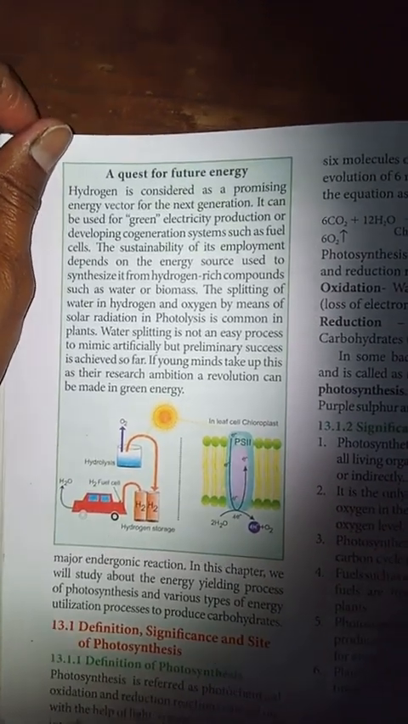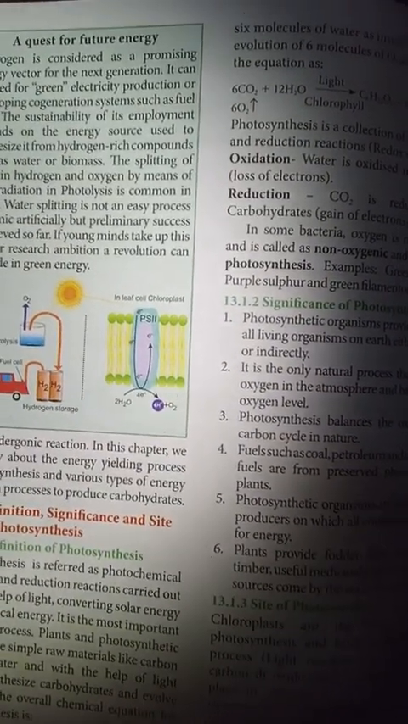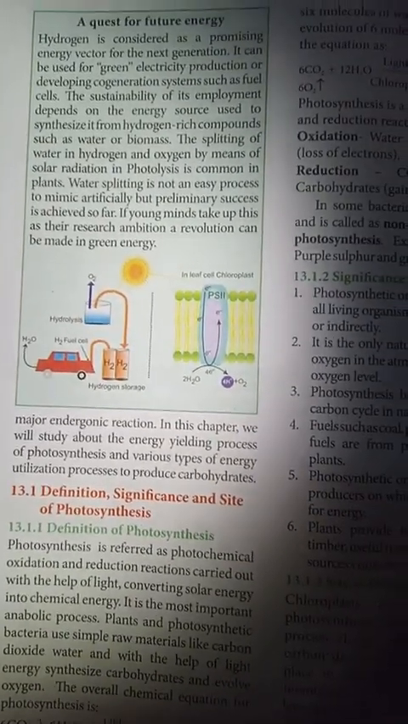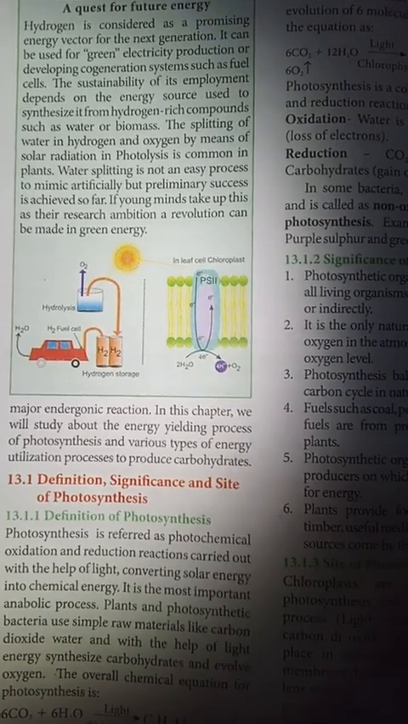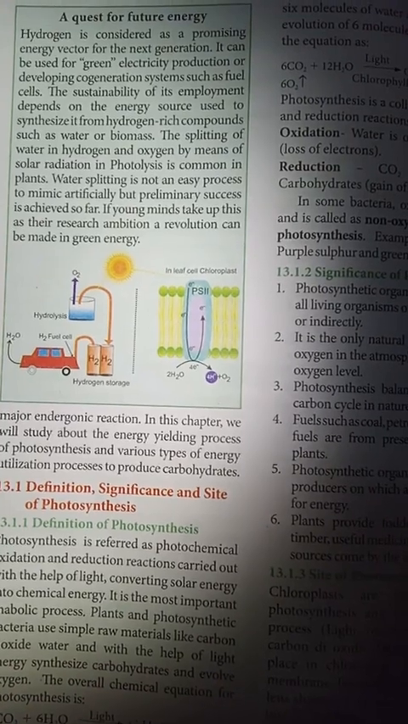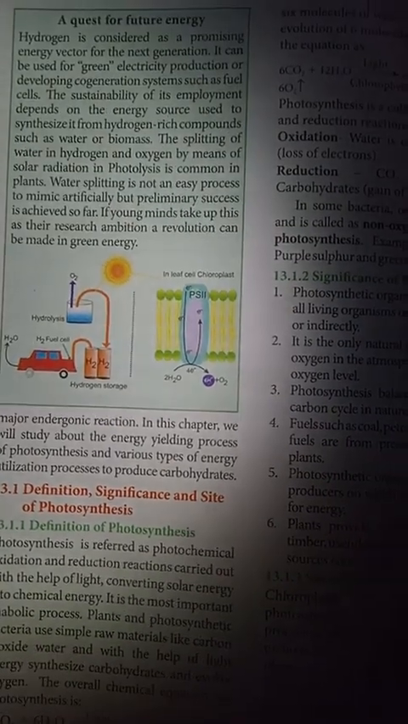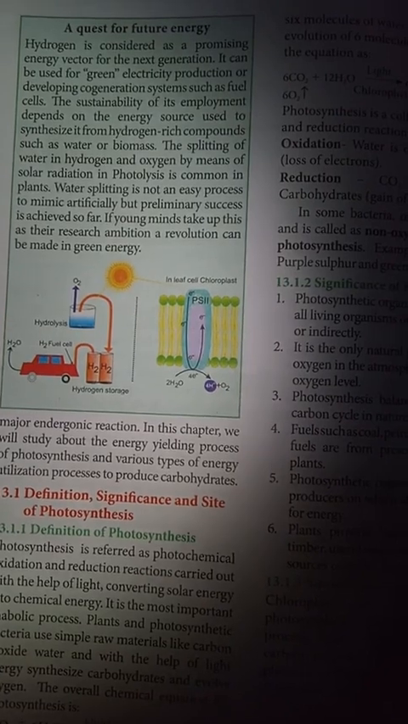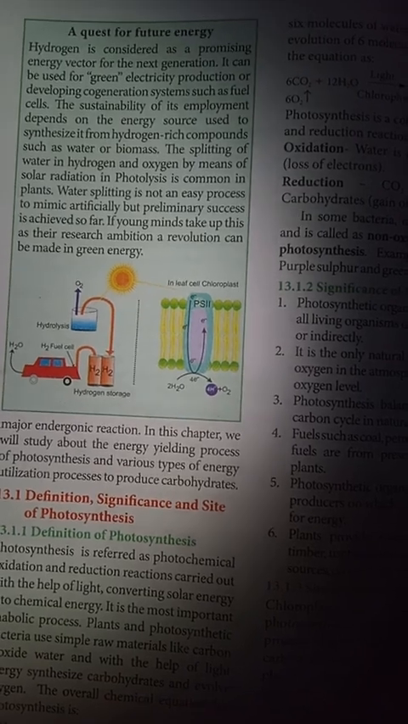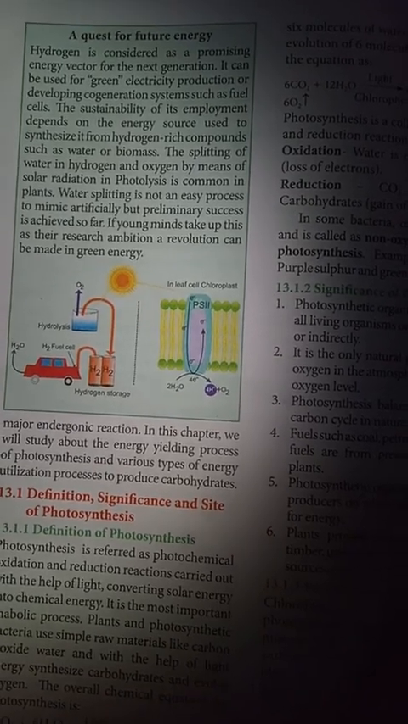The correct definition is photosynthesis is referred as photochemical oxidation and reduction reactions carried out with the help of light, converting solar energy into chemical energy. What do you mean by oxidation and reduction? We shall see it later. It is the most important process, that is anabolic process carried out in plants.